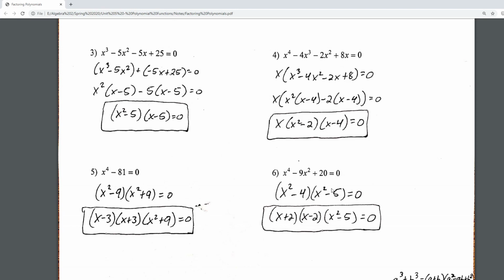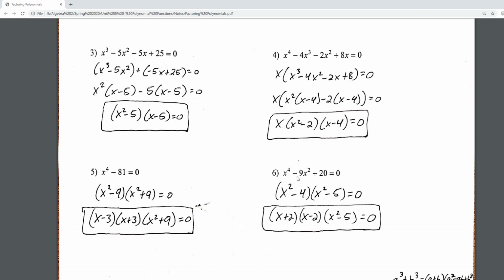Okay, a good example of this is going to be number 6. All right, so number 6 is another quartic example. Quartic trinomial in this case. I have x to the fourth minus 9x squared plus 20 equals 0. Now from here, in order to factor, I'm doing this just like a regular old quadratic equation. Find two numbers that multiply to a positive 20, but add to give you negative 9.